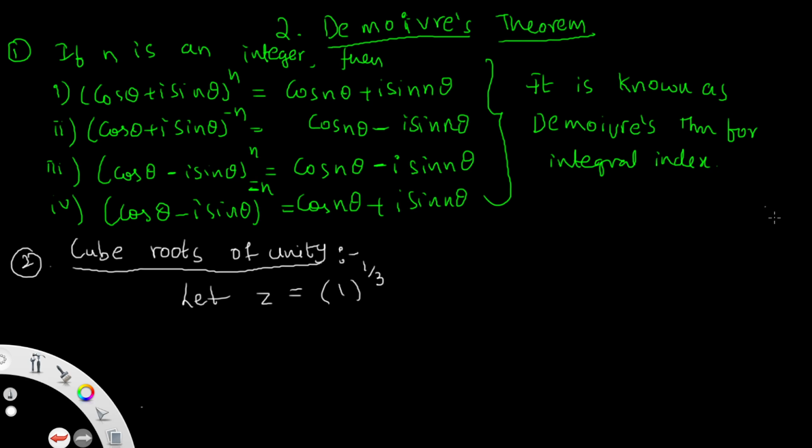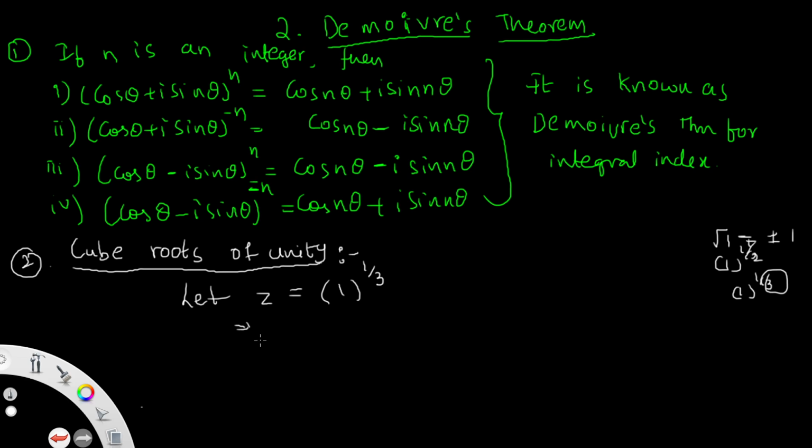We already learned in the previous lesson, for the square root of 1 we took plus or minus 1, which is nothing but 1 to the power of 1 by 2. Now, 1 to the power of 1 by 3, the cube root, represents 3 values, which are the cube roots of unity. How do we get the formula? We just have to derive it.